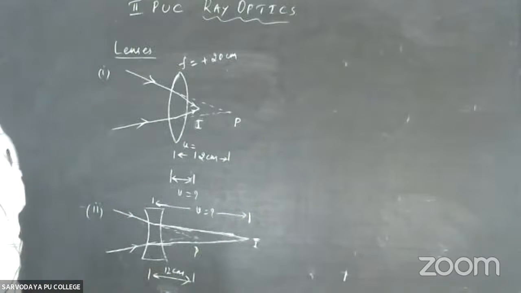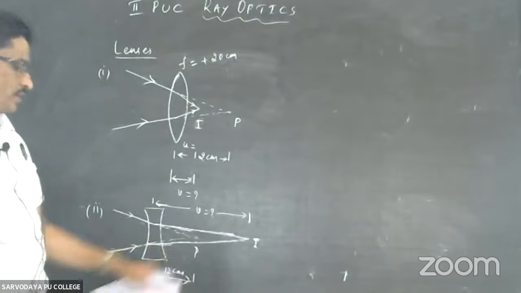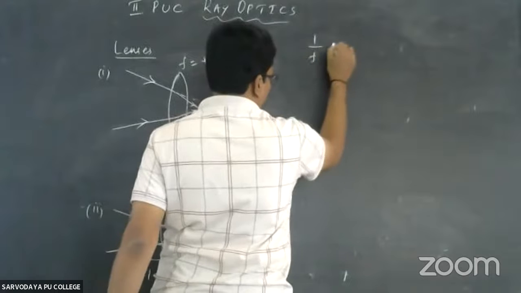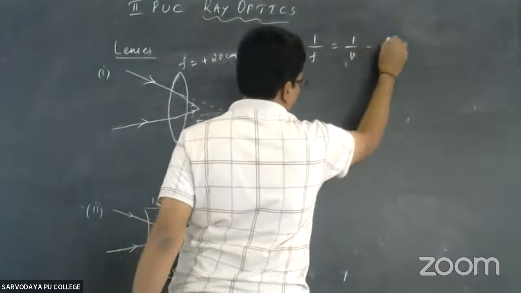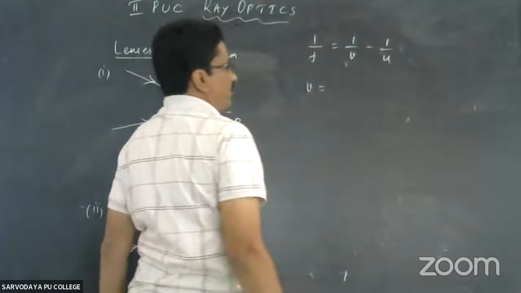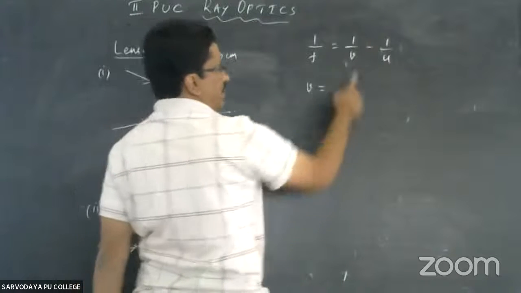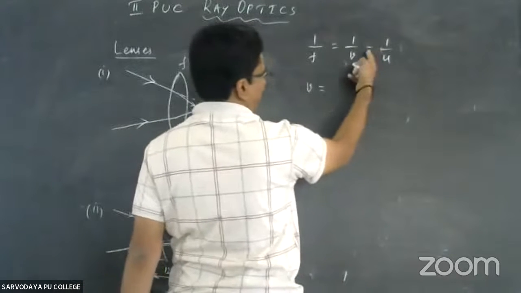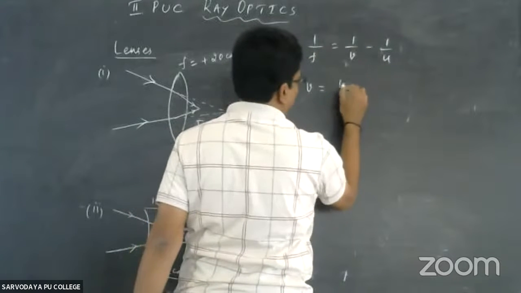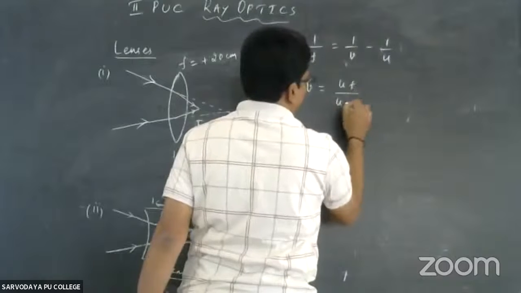Now we have to work out this one. The formula already you know, 1 over f is equal to 1 over v minus 1 over u. And already I have written the formula for v. If I consider 1 over v, it will be equal to 1 over f plus 1 over u. Therefore, v will be equal to uf by u plus f.